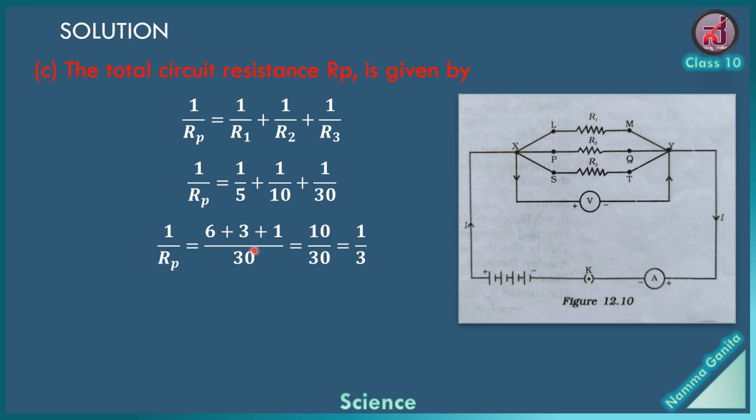It is 30. Here 6 plus 3 plus 1. 5 6s are 30, therefore 1 6 is 6. 10 3s are 30, therefore 1 3 is 3. 30 into 1 is equal to 30, therefore 1 into 1 is equal to 1. 6 plus 3 is 9, 9 plus 1 is 10. 10 by 30, the 0s get cancelled. That is equal to 1 by 3. 1 by Rp is equal to 1 by 3. Therefore Rp is equal to 3 ohm.